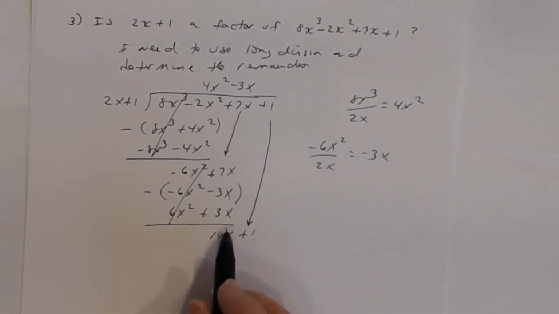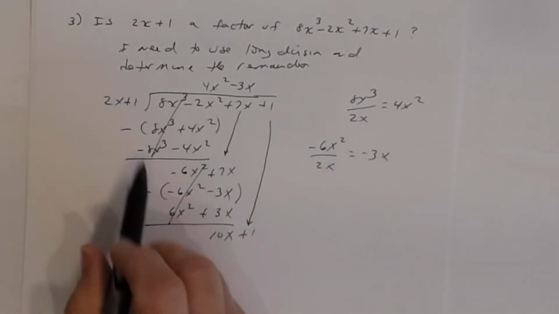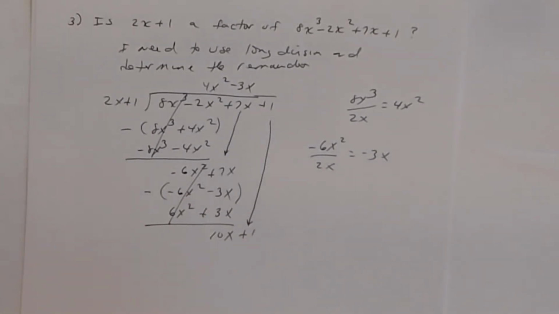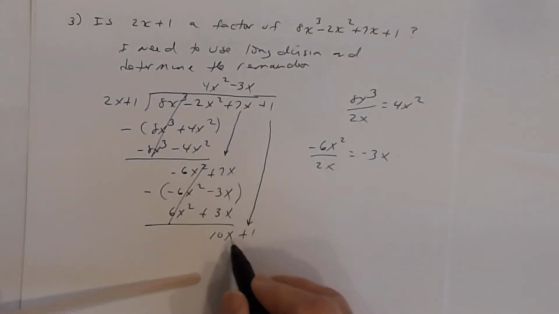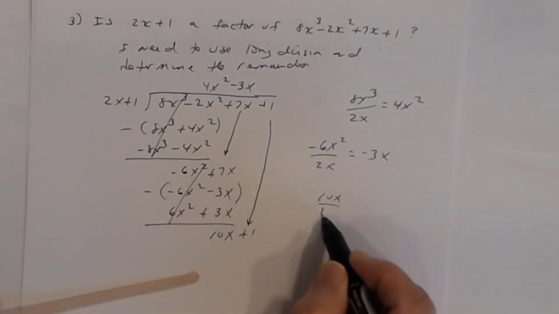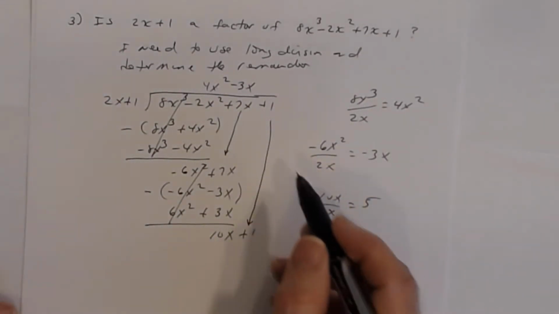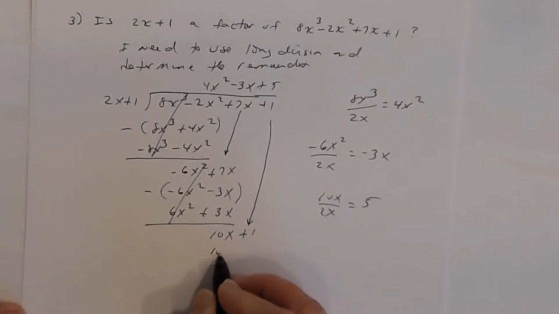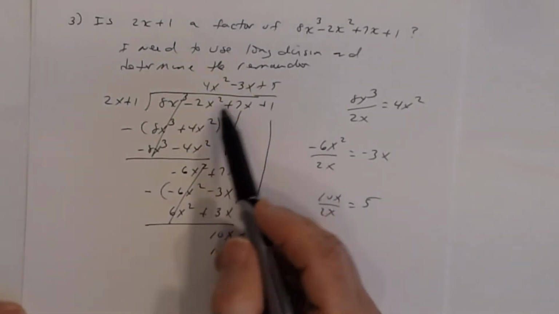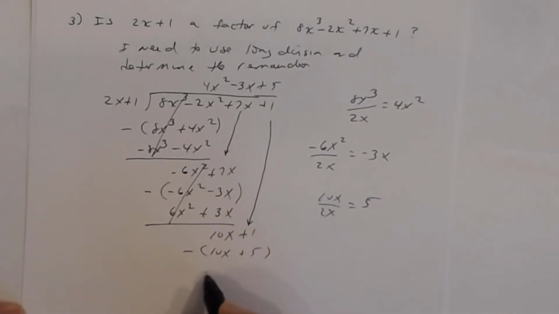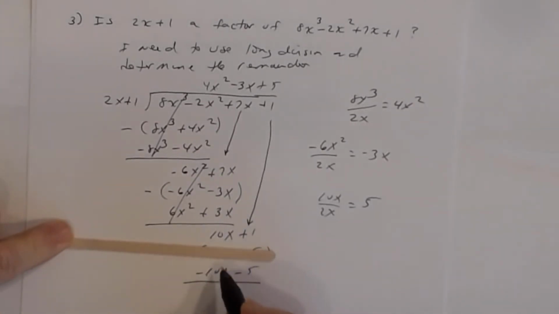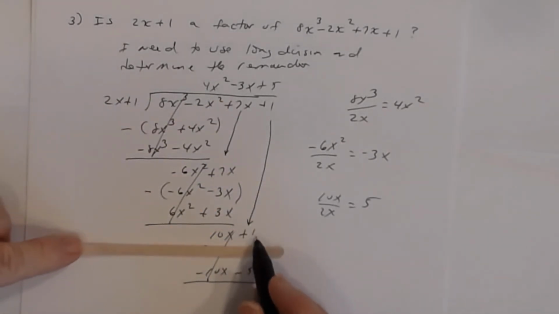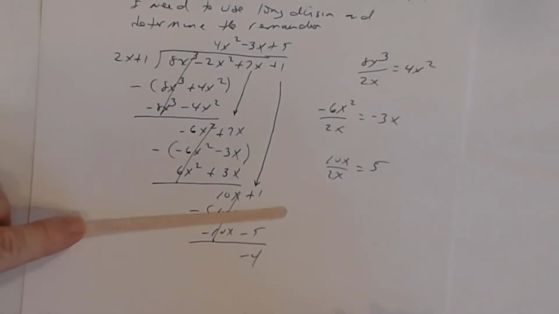You continue on because the degree here is now 1, and the degree of the divisor is 1. You stop when the degree is less. So I can continue on. 10x divided by 2x is just 5. So that's going to go here. And then you multiply now. 5 times 2x is 10x. These have to be the same. 5 times 1 is 5. And then we subtract. The opposite of 10x is a negative 10x, and the opposite of 5 is a negative 5. Now we add those. 10x and negative 10x is 0. 1 and a negative 5 is a negative 4.